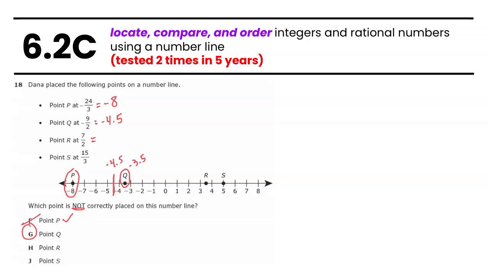Now, if we kept going, we would see that point R is 3.5, and I see that point R is at 3.5, halfway between 3 and 4, and point S, 15 divided by 3, which is better known as 5, and S is located at positive 5. And so H and J could not be the correct answer.